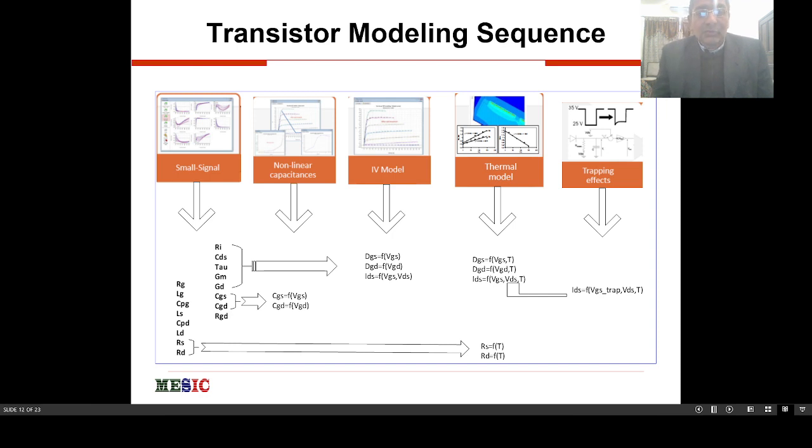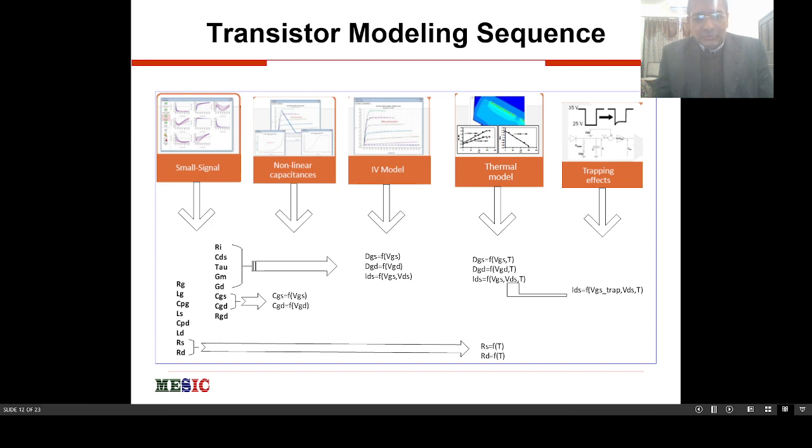Then we can get the nonlinear effect, that means nonlinear capacitances, and we can go for the IV to know the drain voltage and the gate voltage. This is the large signal model. Afterwards we can have other effects, which we call thermal effect and trapping effect, and all these effects we can derive from the large signal model, that means the non-linear effect, not from the small signal analysis.